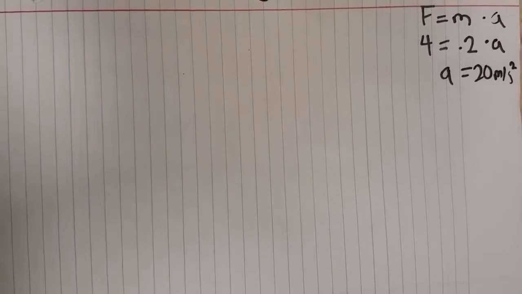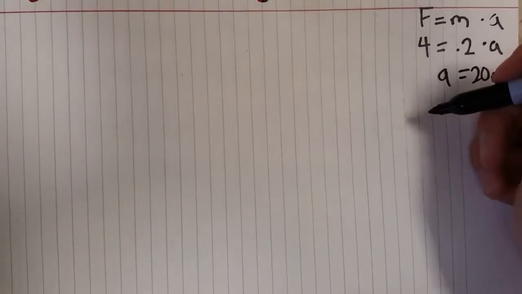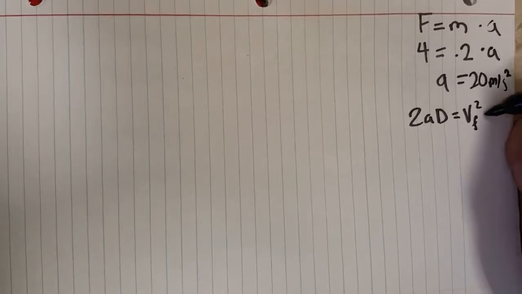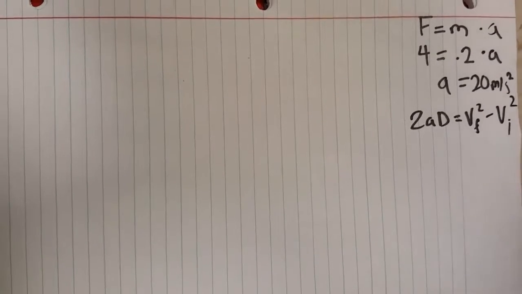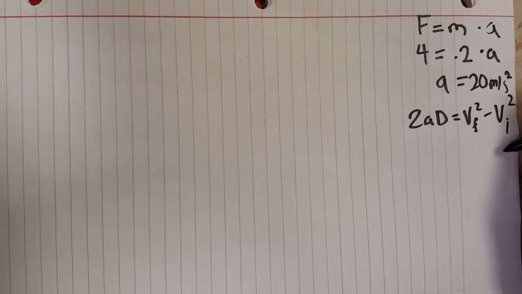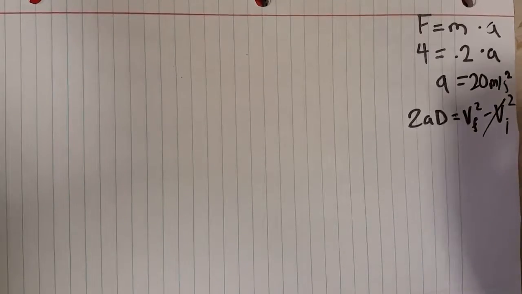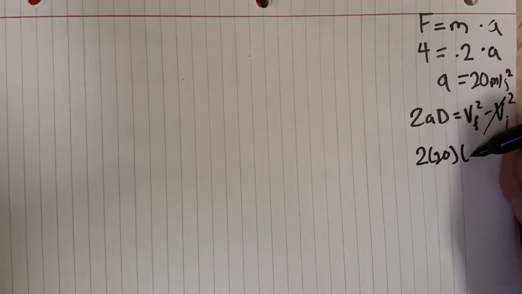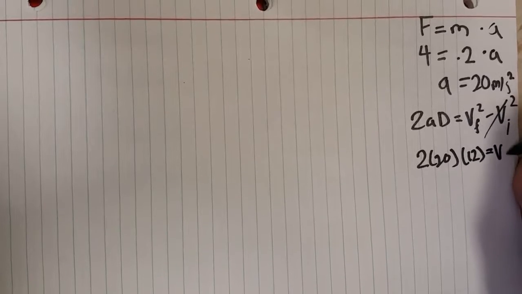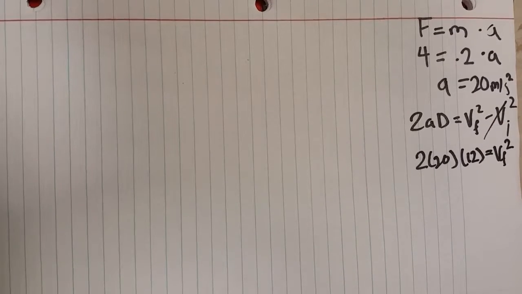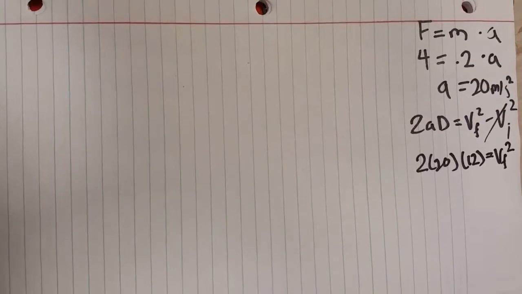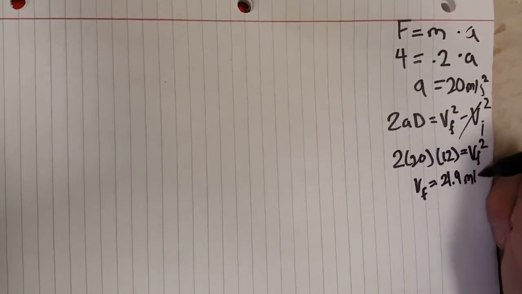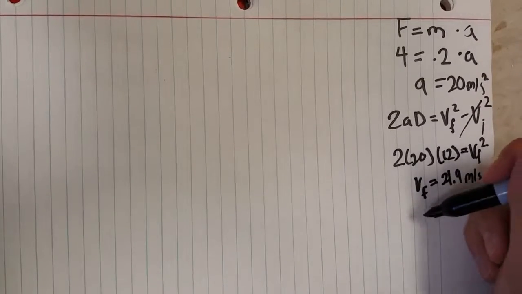Now for part B, it's asking for time. So we take the kinematic formula, 2AD is equal to VF squared minus VI squared. Since we know it starts from rest, VI is equal to 0, so that cancels out. And 2 times 20 times the distance of 12 is equal to VF squared. And so VF is equivalent to 21.9 meters per second.